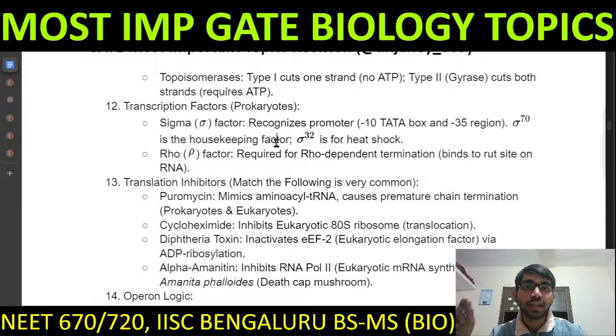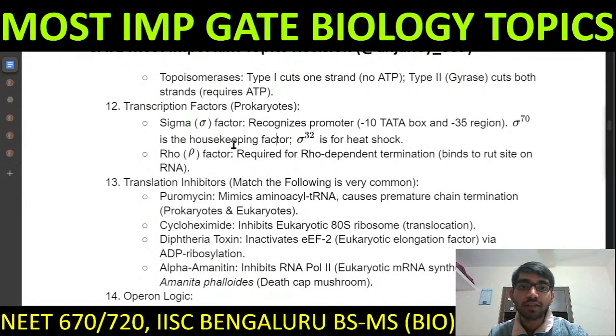So whenever the bacteria wants to express proteins which are important in heat shock response, it will make more of sigma 32, and that will lead to the expression of genes which are involved in heat shock. Because there will be more sigma 32, it can bind to the RNA polymerase, and specifically it can identify the regions which are going to express the heat shock proteins.